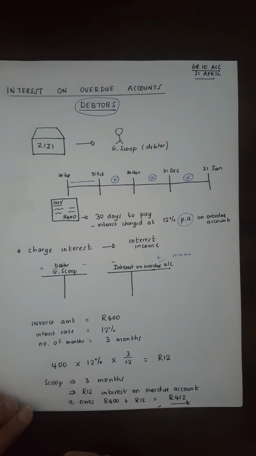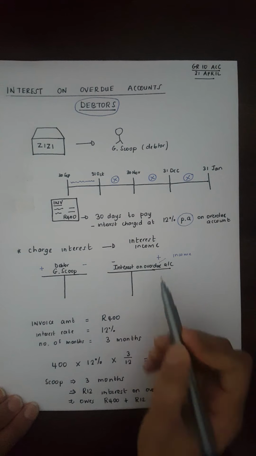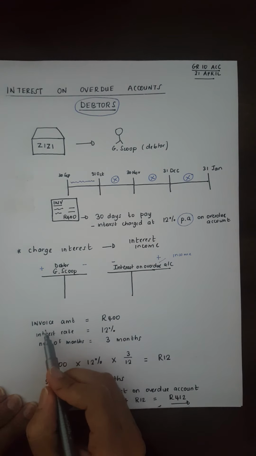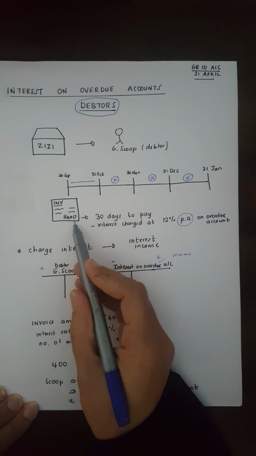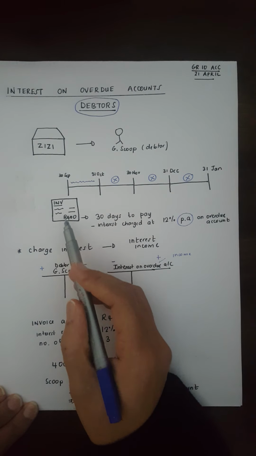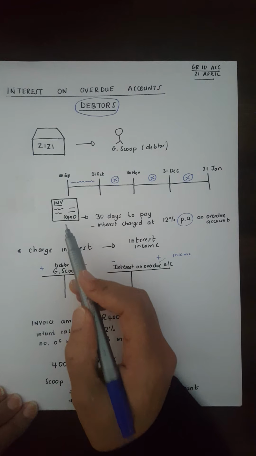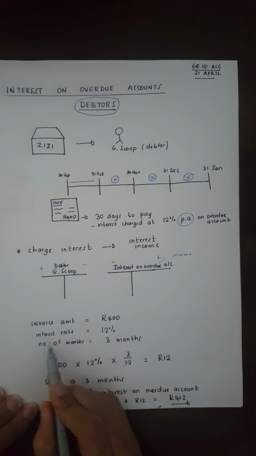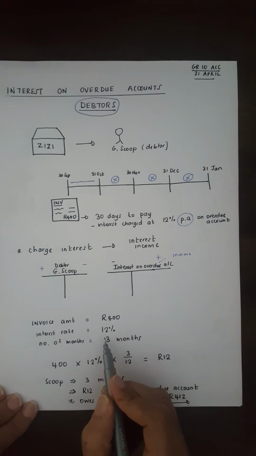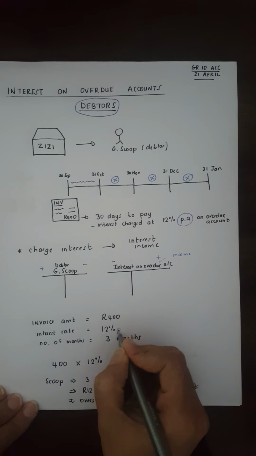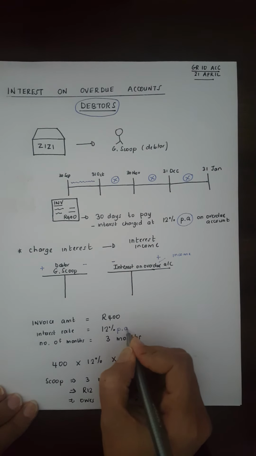Let's see how we calculate the amount of interest that we're going to charge him. Our invoice amount is 400 Rand. I got that from the invoice, where he bought goods and is owing us 400 Rand. The interest rate is given in the question. It's 12%, and what's very important is that it's per annum. The number of months is 3 months. So his account is overdue for how many months?